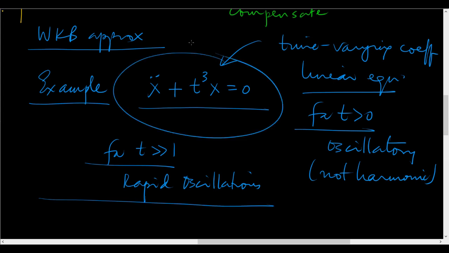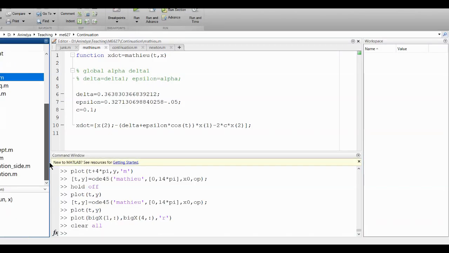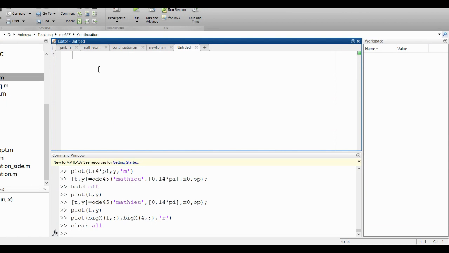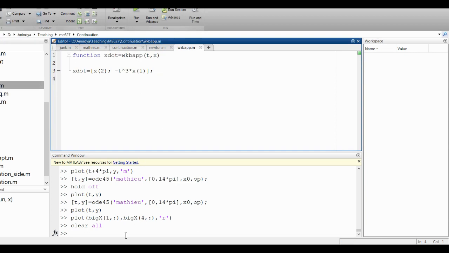So let us go to MATLAB and make a new file, and we will call this one that, and we will say x dot is equal to x2 and minus t cube times x1. So you see that that is our equation. Okay, I am interested in positive t. For negative t the solution nature is different. You can experiment, but we will not do that here.